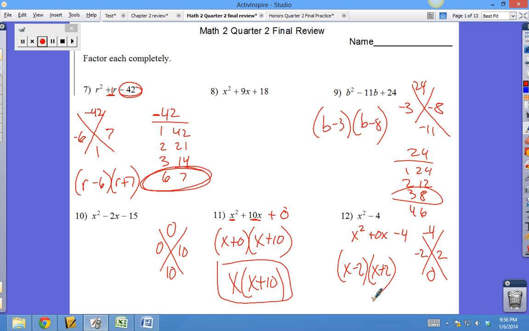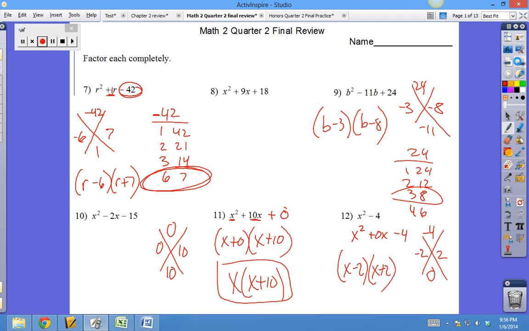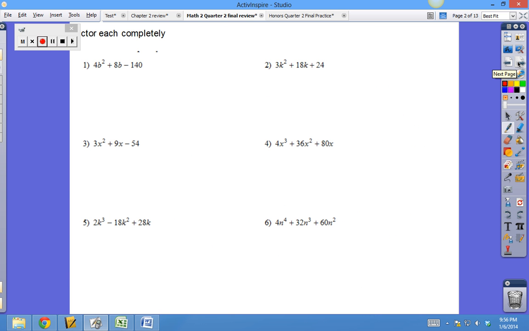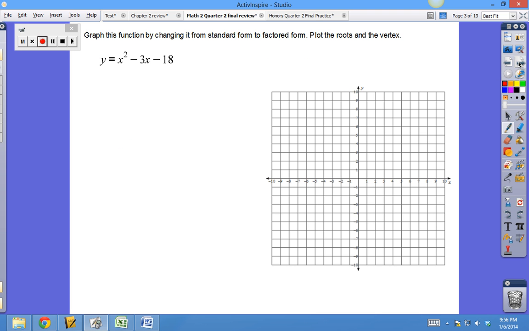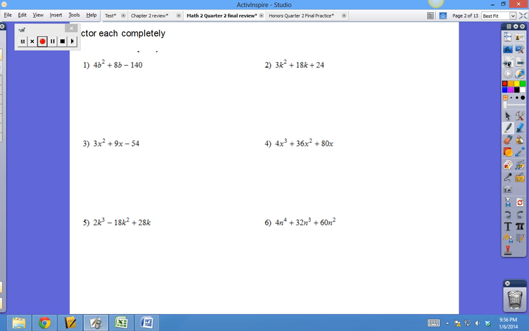Okay, so now you're going to use factoring to start graphing quadratics. So let's keep factoring. Before we get into this guy right here, this is what we're going to factor and graph. But before we do that, let's try some hard ones.